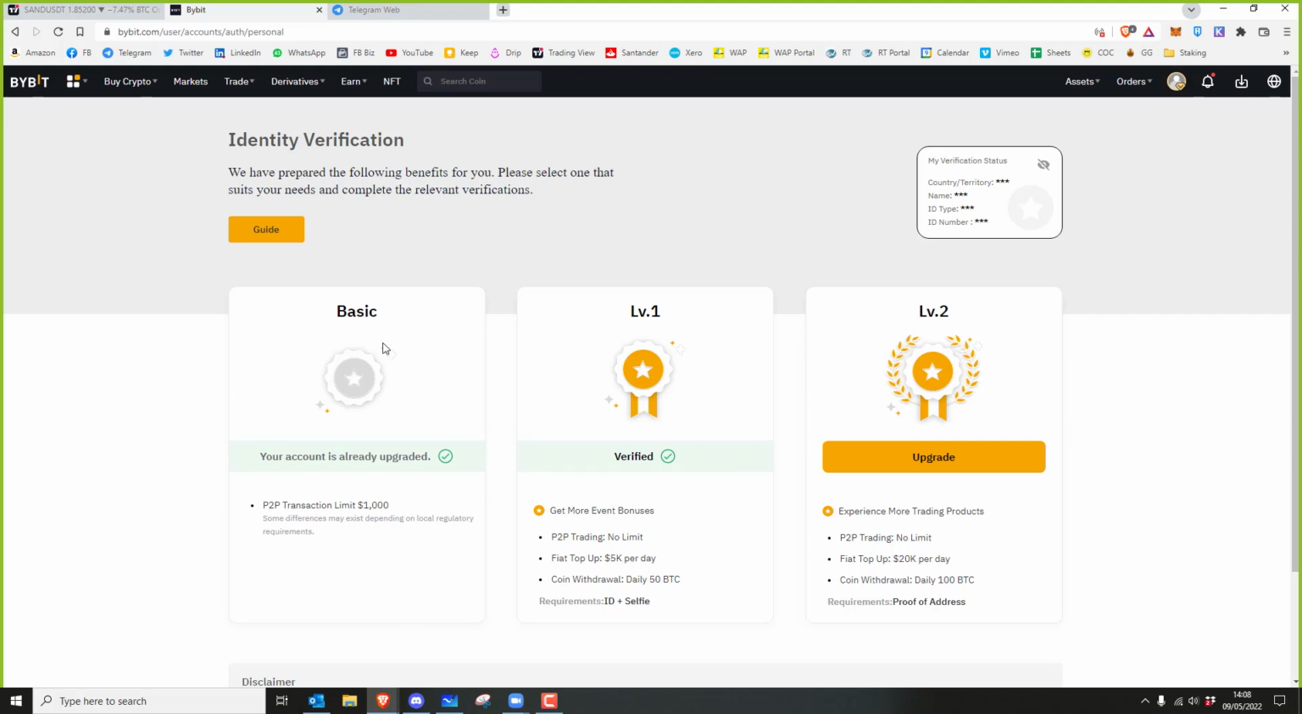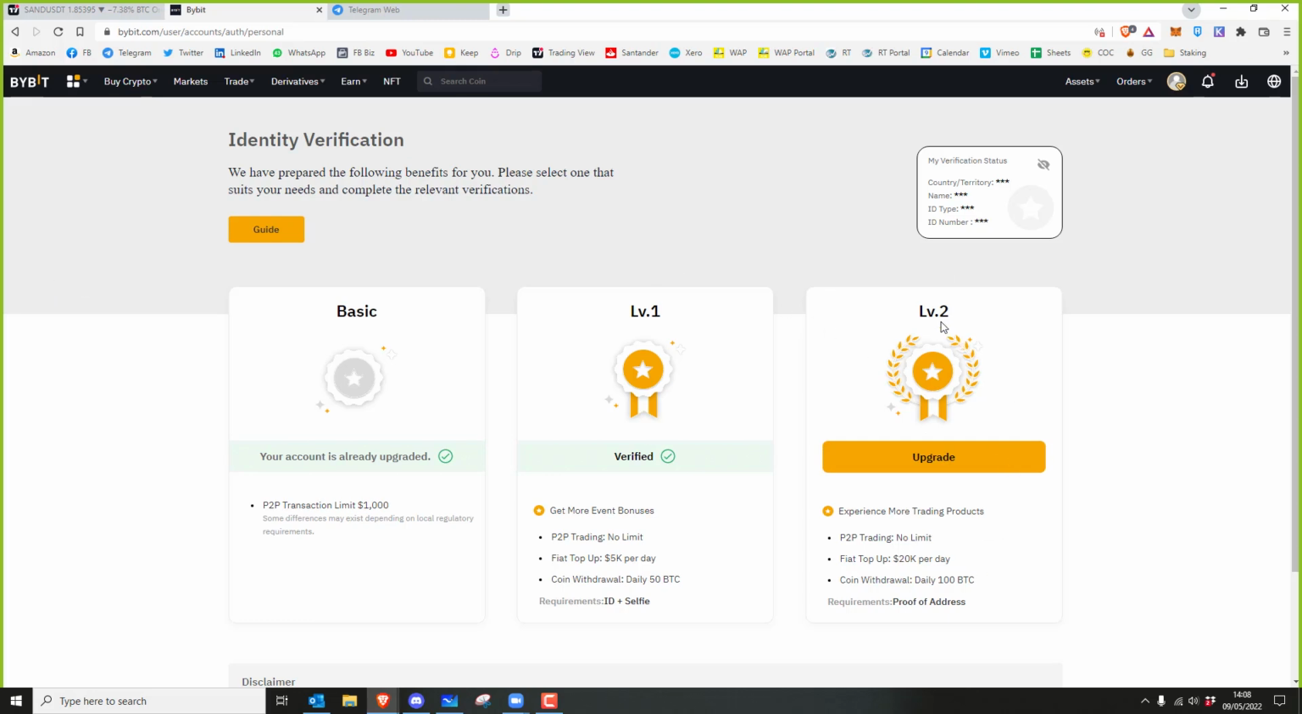Level 1 is where you have to give your ID in a selfie, do one of those stupid things where you have to hold it up to your face. Thankfully, it's less glitchy than the Binance one. Sometimes the Binance one doesn't really work. And level 2, you just need proof of address. The annoying thing is I can't find a freaking utility bill, so I'm just waiting until one pops up.